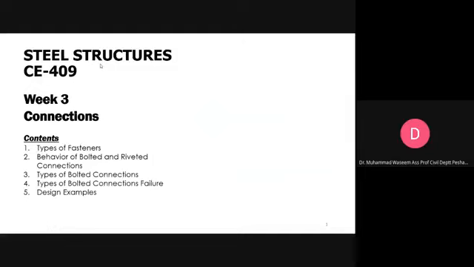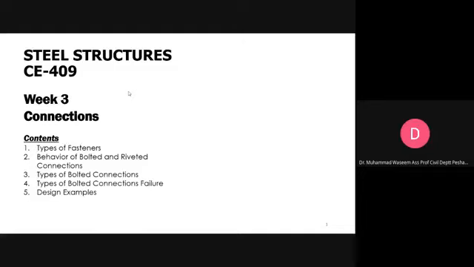Okay. So Bismillahir Rahmanir Rahim. Welcome to week 3 in Steel Structures, CE 409. In this lecture, we are going to discuss the connections. Connections in steel structures are very important. Most of the steel structures fail at the connections.